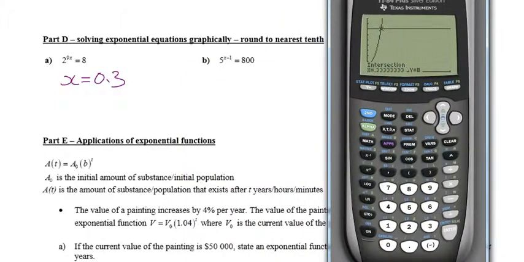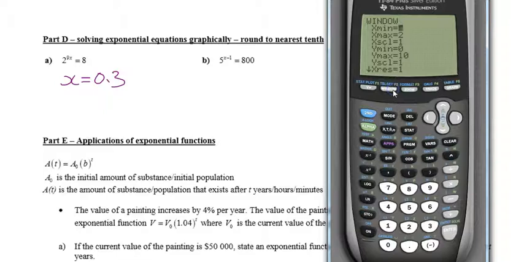Next one, 5 to the x minus 1 is equal to 800. Going to have to readjust windows, right? So y equals, I'm just going to clear stuff. Well, this one I'll just change to 800. And we'll go to y1, 5 to the power of, that's that caret, right? To the power of. Put a bracket in if you like, and then x minus 1. Close bracket.